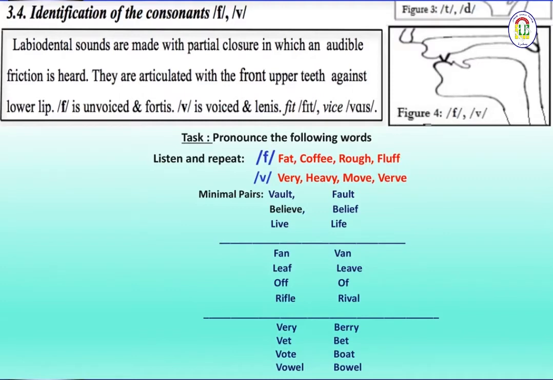Task. Pronounce the following words. Listen and repeat. F: fat, coffee, rough, fluff. V: very, heavy, move, verve. Minimal pairs. Vault, fault. Believe, belief. Live, life. Fun, van. Leaf, leave. Off, of. Rifle, rival. Very, bury. Vet, bet. Vote, boat. Vowel, bowel.